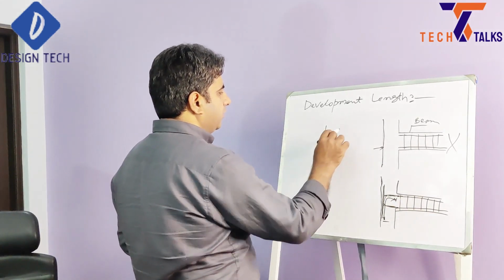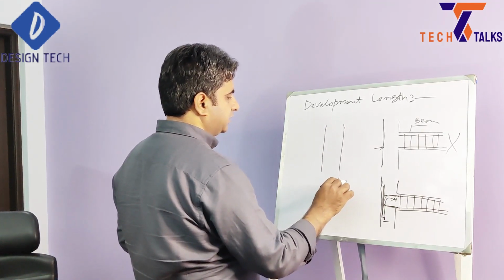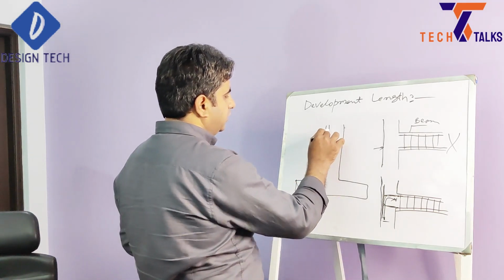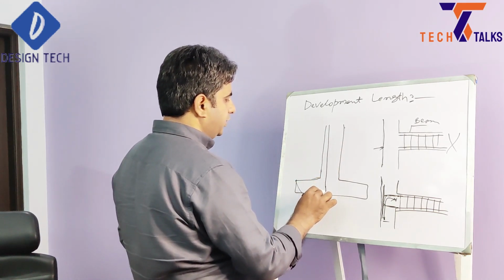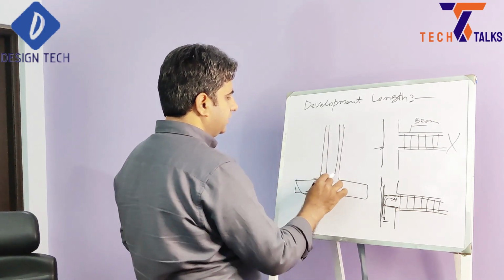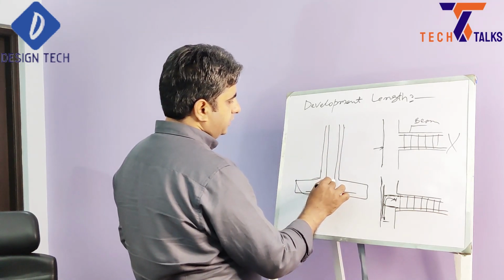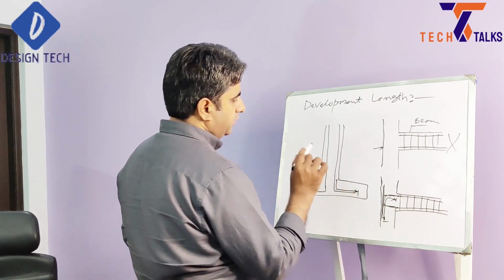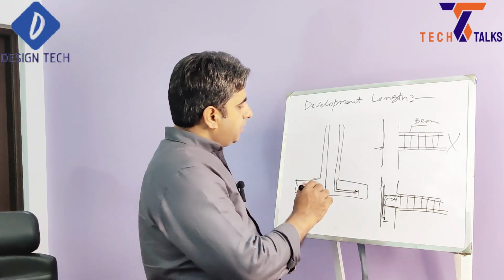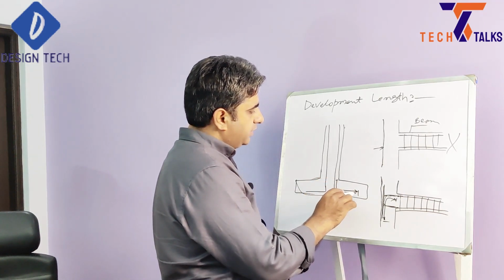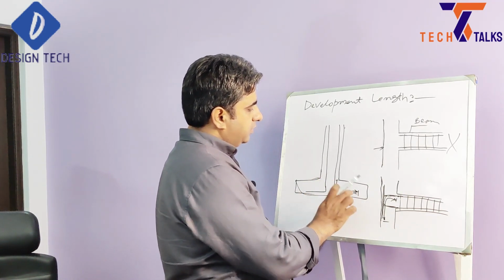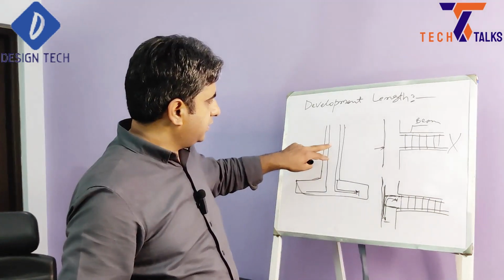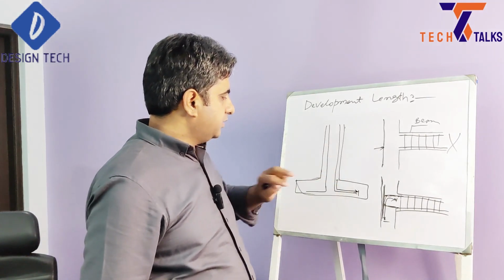Same example, when we have a column connection with footing, this is our footing, so it's a reinforcement. We embed inside the footing. That also is one example of development length. Its development length is from the face of the footing to the end of this bend. So this is the development length which we provide to make a good bond between RC column and RC footing.